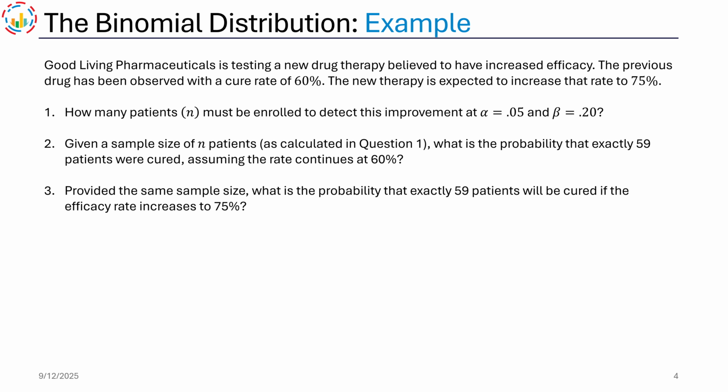This beta value is a common benchmark in clinical trials, representing the probability of failing to reject the null hypothesis that there is no statistical significant difference in the two therapies. Power, which represents the probability of correctly detecting a true effect, is 1 minus beta. Second, using the calculated sample size, determine the probability that exactly 59 patients were cured, assuming the rate continues at the previous 60%. Third, again using the calculated sample size, determine how likely the cure rate is for exactly 59 patients, assuming the efficacy does increase to 75%.